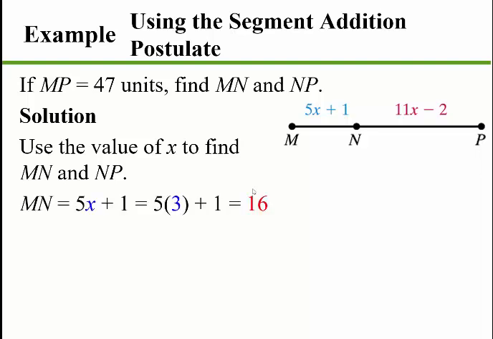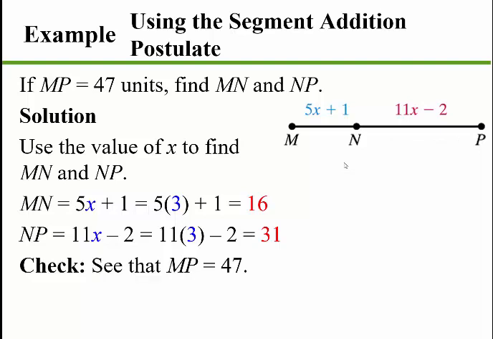So MN, wherever you see an x, plug in a 3. This line segment right here, MN, is equal to 16. And similarly, NP, plugging in 3 into that algebraic expression right here, you see that the segment NP is equal to 31. All right? And you can check it. 16 plus 31 is indeed 47.